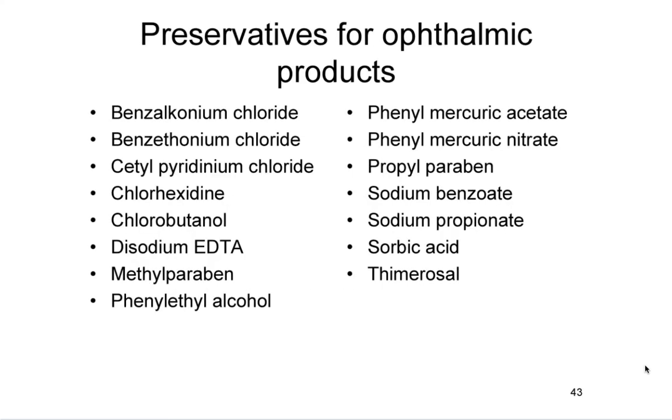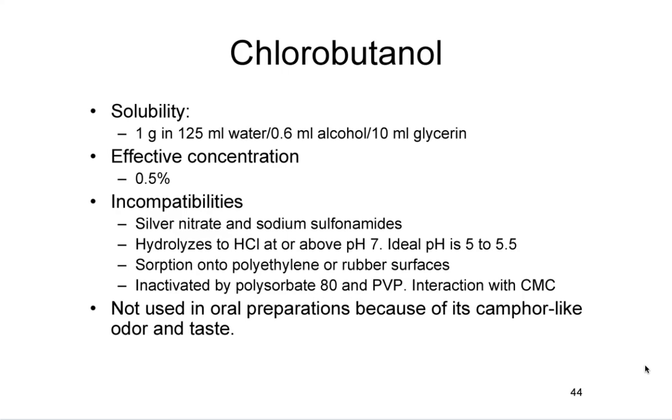Here are some examples of different types of preservatives that are used in ophthalmic products. Most of these excipients have already been discussed earlier on. One particular example that was not discussed earlier was chlorobutanol. It's an alcohol type preservative. Its effective concentration is about 0.5%. It's incompatible with silver nitrate and sodium sulfonamides. It cannot be used in oral preparations because of its camphor-like odor and taste, and hence, because of its bad odor and taste, it cannot be used in oral formulations.